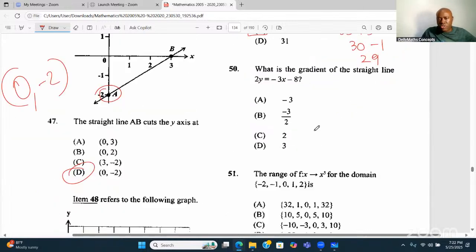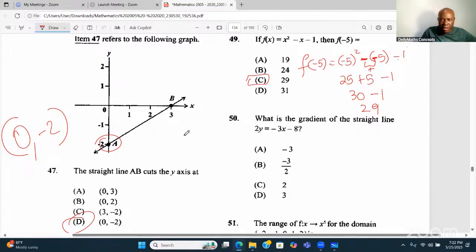We're here to make sure that we get 60. If you want to get that grade 1, we're going for 60 out of 60. Definitely you can. All right.